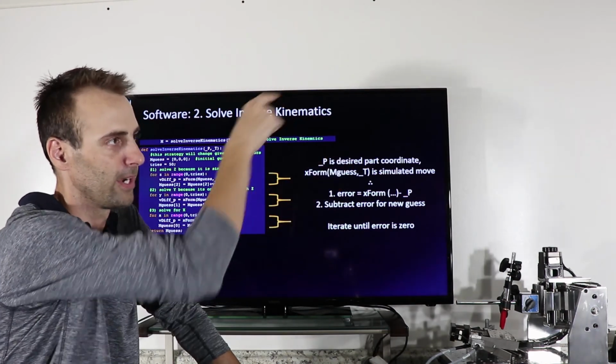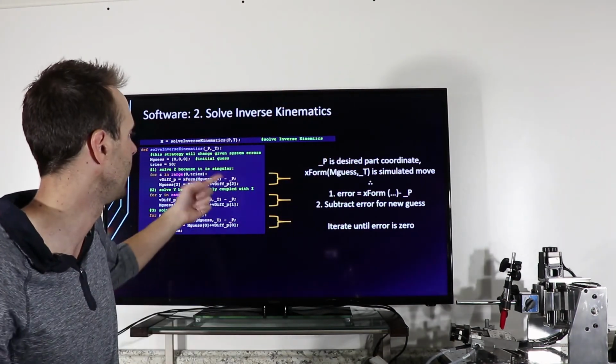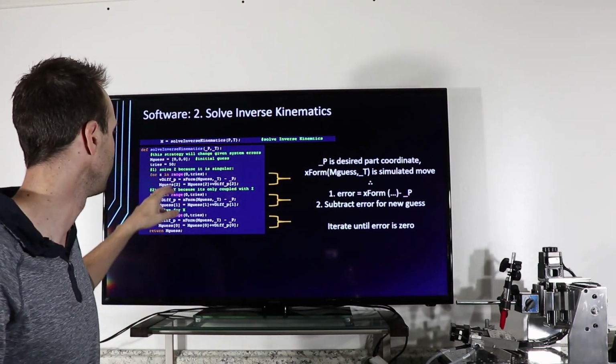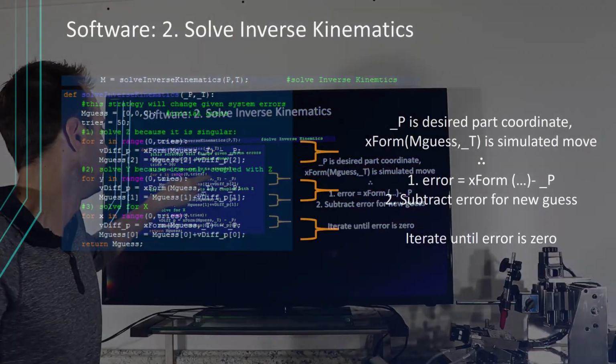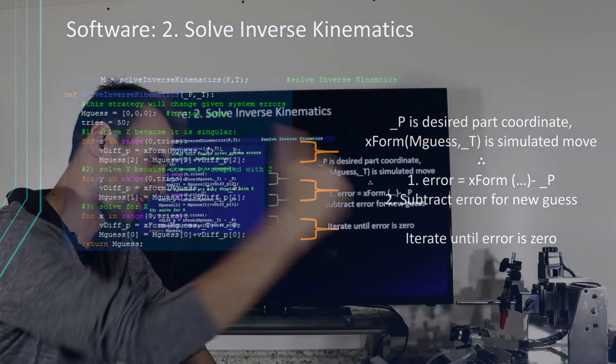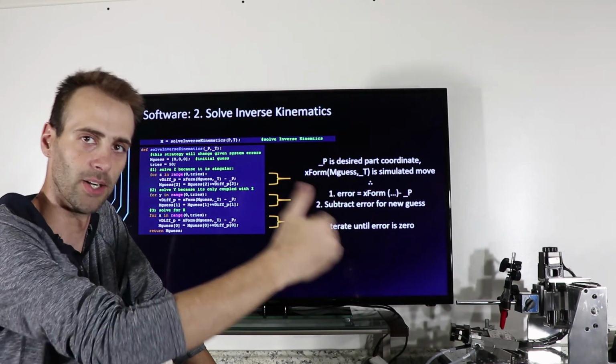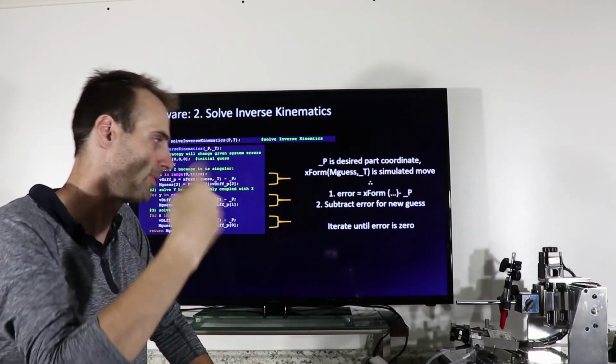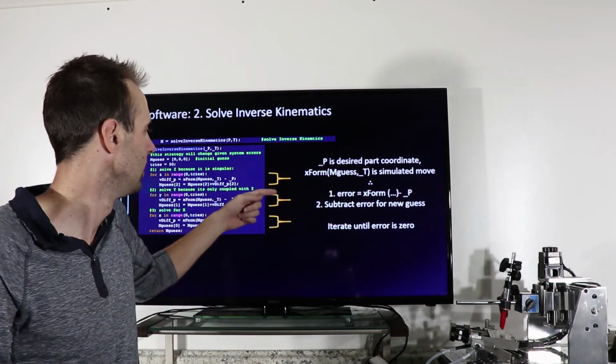And remember, in my vector picture I add, and here I subtract. It's just a bookkeeping thing. And then I update my guess to add the error, right? So I say m guess 2, which is the z, plus the z coordinate in my error term. Okay, and then that just loops through and the solution converges.